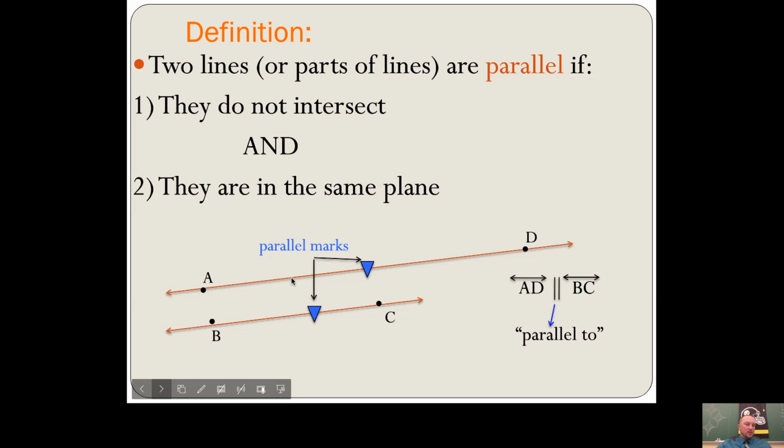So these two lines, notice how this one is drawn longer than this one. That has nothing to do with whether or not they're parallel. They're parallel because they're in the same plane and they don't touch each other. Now, even though they look parallel, you don't know for sure until they have these special marks on them. These special marks indicate that the lines are parallel. If you don't see those marks, you cannot assume that they are parallel unless they tell you this somewhere. This is telling you that line AD, that's the top one, is parallel to line BC, that's the bottom one. So when you see this, that's how you read it.